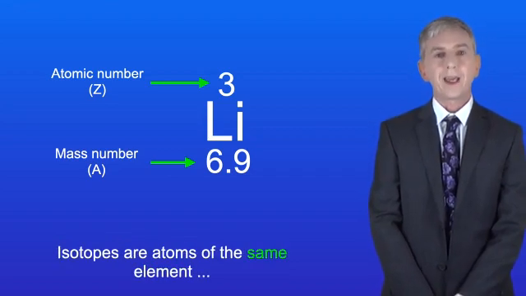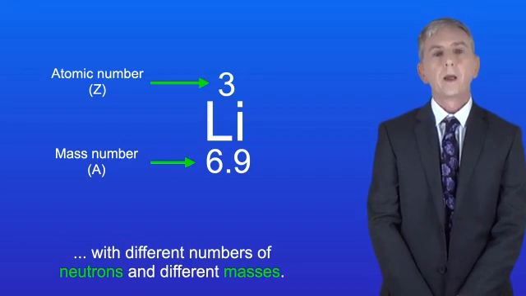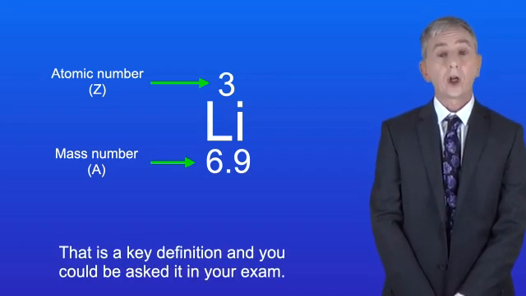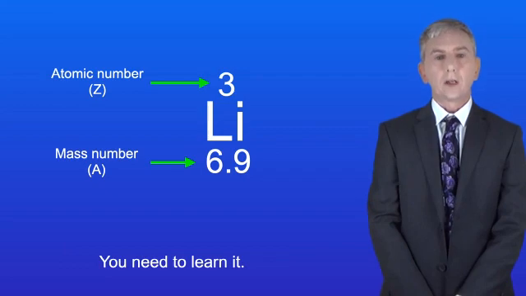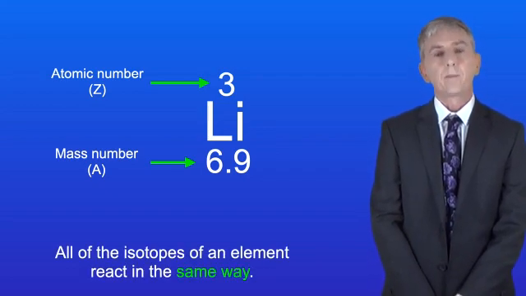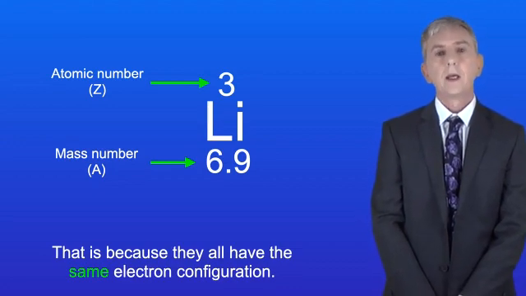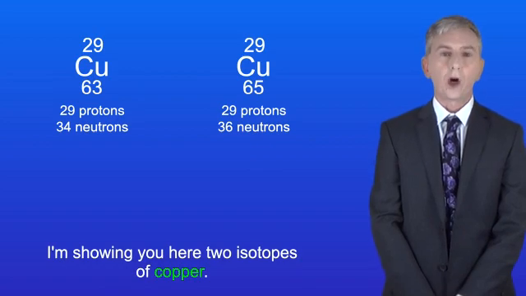Isotopes are atoms of the same element with different numbers of neutrons and different masses. Now that is a key definition and you could be asked it in your exam, so you need to learn it. All of the isotopes of an element react in the same way, and that's because they all have the same electron configuration. I'm showing you here two isotopes of copper.